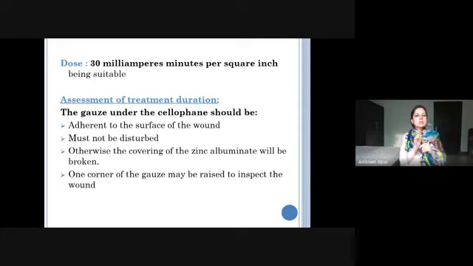That is, the gauze under the cellophane should be adherent to the surface of the wound. I have a wound and I have placed a gauze, then a layer of cellophane, then I have placed an electrode. So how can I tell? I just lift a corner and see whether the wound has adhered to the piece of gauze or cellophane, and it must not be disturbed. Whenever you want to detach it and look, you must not disrupt the layer of zinc aluminate. Otherwise, if you disturb it, the covering of zinc aluminate will be broken, so only one corner of the gauze may be raised to inspect, instead of disturbing it more.